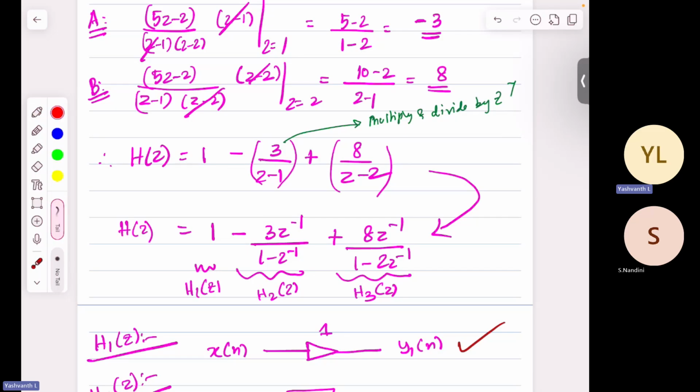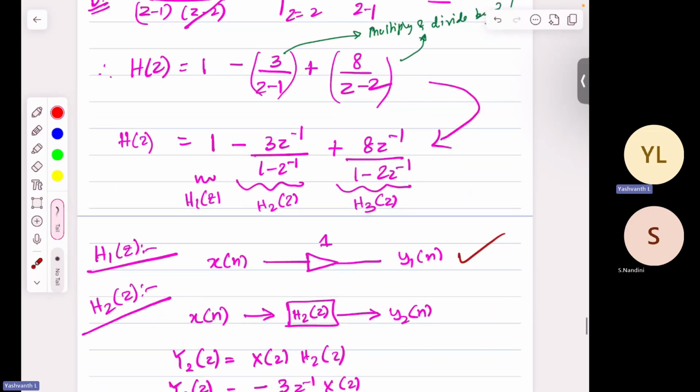And what happens is 3 will become 3 z inverse. z into z minus 1 is 1, so z will become just 1. And minus 1 will become minus z inverse. Similarly, for the third term, you also multiply and divide by z inverse. So the 8 by z minus 2 will become 8 z inverse divided by 1 minus 2 z inverse. Therefore, I need to implement all these 3 blocks and add them up. That is the parallel form 2 realization of the given transfer function.